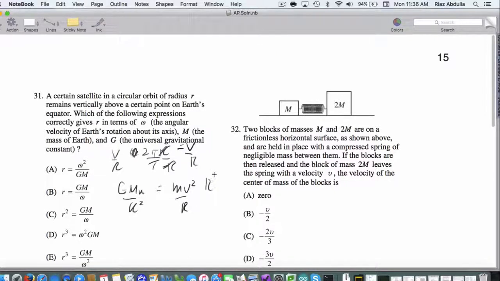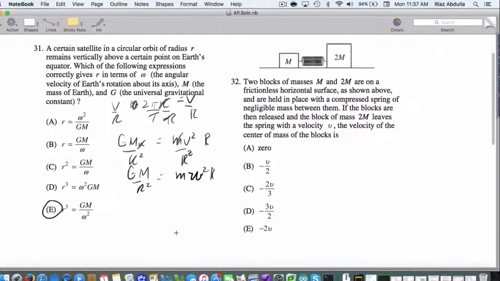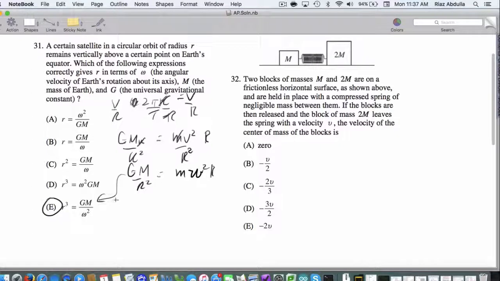Let me just do one thing. Let me multiply top and bottom by r, like this. So I added an extra r there. And, oh, that's terrible. There. So let's multiply top and bottom by r here. And now what's going to happen is I'll be able to simplify. I'm going to cancel these m's. So I'm going to get GM over r squared equals m omega squared times r. Let's multiply both sides by r and divide by m omega squared. That's going to give us E as our answer when we actually simplify.